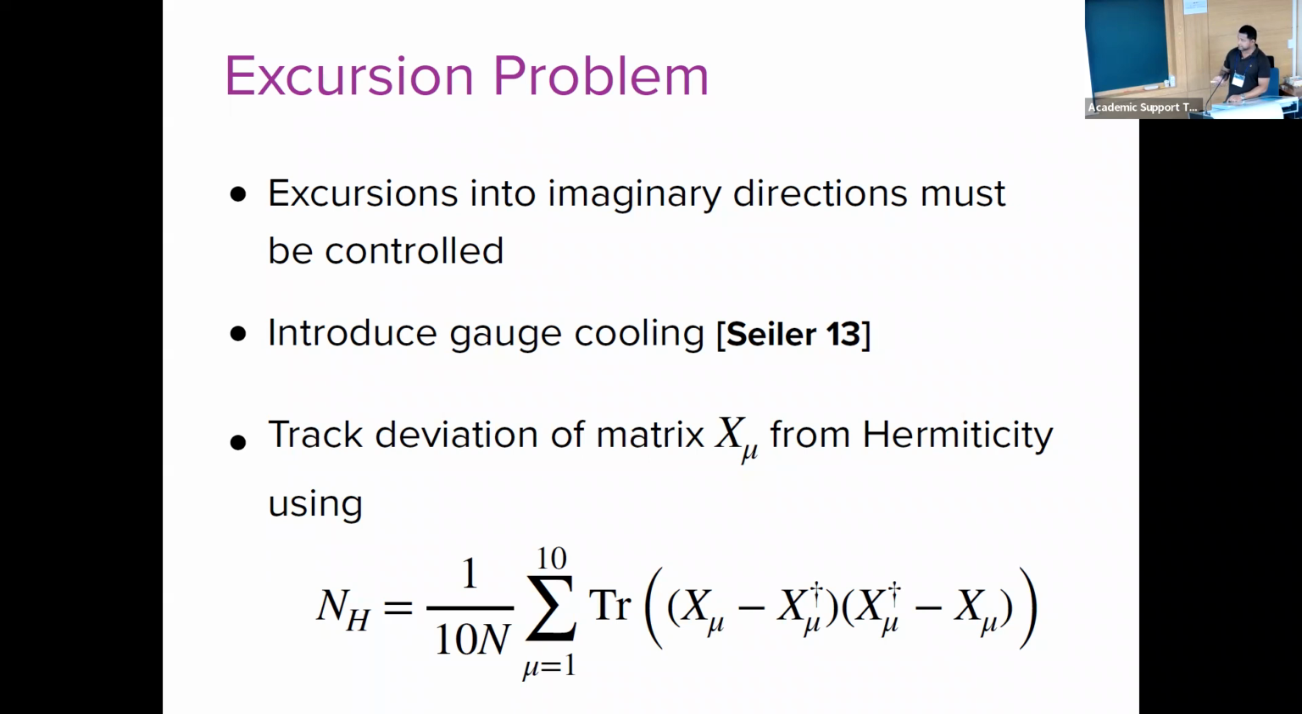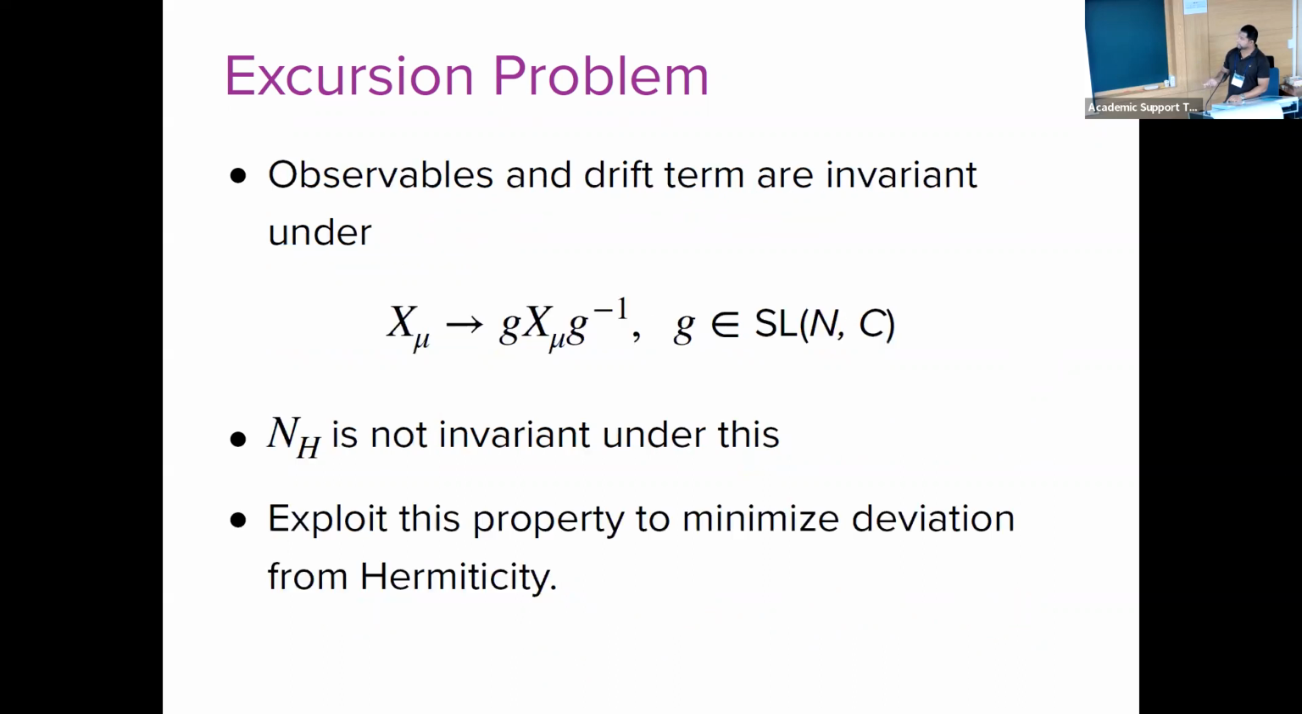So what we do is we track the deviation of the matrix X mu from Hermiticity, so it is going to SL(N,C) from SU(N). There is a deviation from hermiticity, and this number captures the deviation. So we track this norm, the hermiticity norm. We see that observables and the drift are invariant under this transformation, where G is an element of SL(N,C), but the norm is not invariant under this. Now we can exploit this property to minimize the deviation from hermiticity.